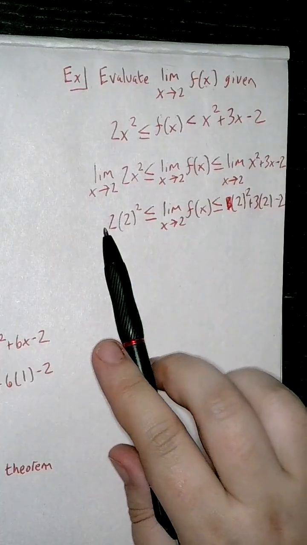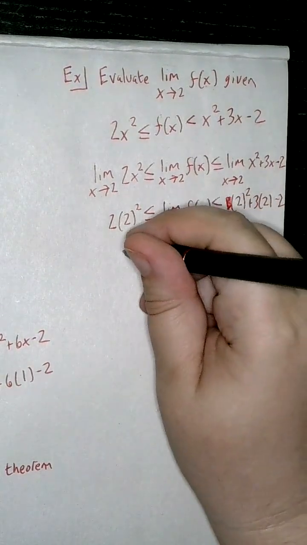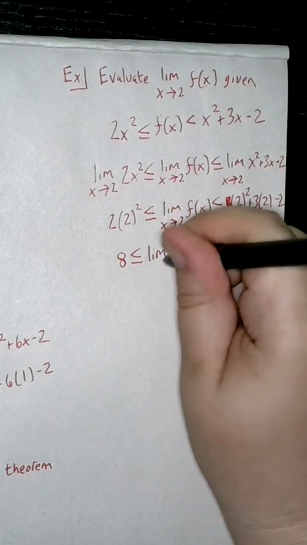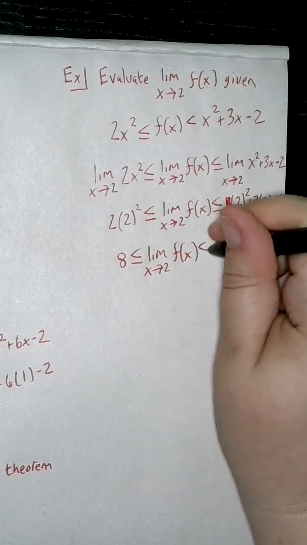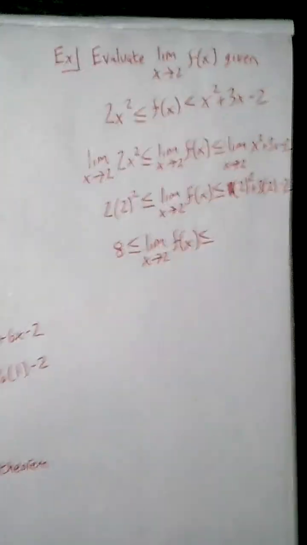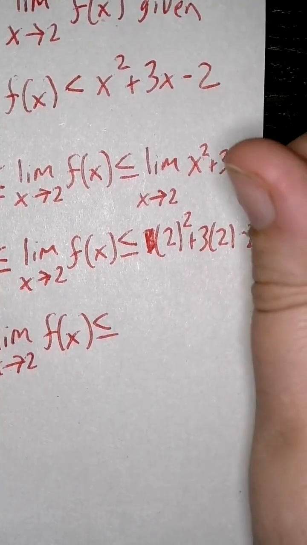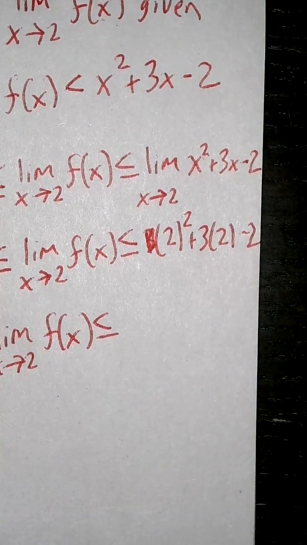So here, I have 2 squared is going to give me 4, and 4 times 2 gives me 8, is less than or equal to the limit as x approaches 2 of f of x. And then on the right side, I'll zoom in a bit so that way you can see it. And I will also focus the camera. There you go. So if I solve that, what would I end up getting?